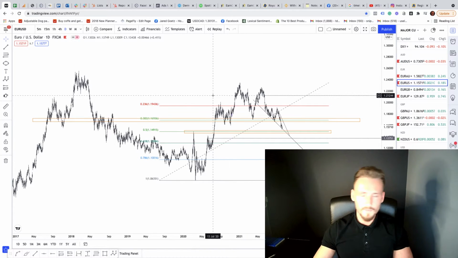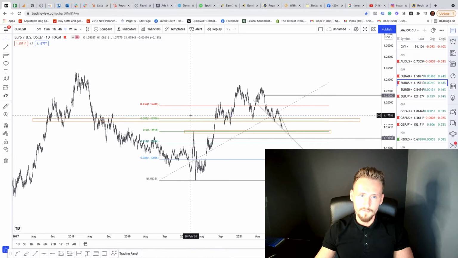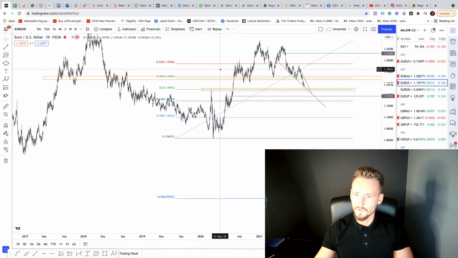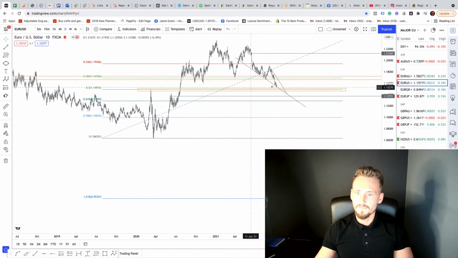Of course, we need to still be keeping an eye on the euro to see if that's strong or weak, because that's also going to give a good indication of whether this pair is going to go higher or lower. So we are pulling back into that 0.5 Fibonacci retracement.